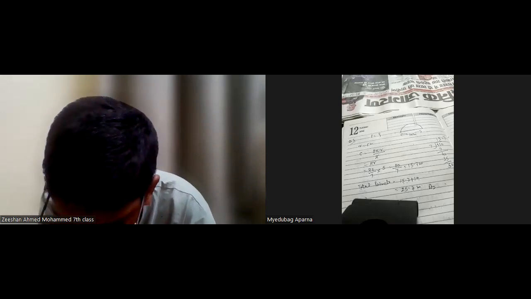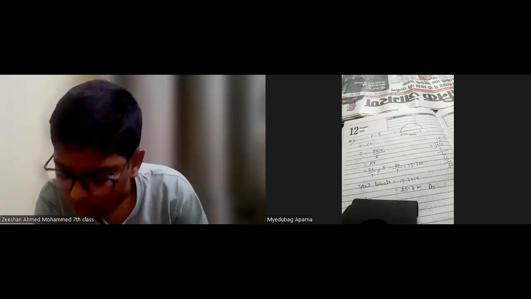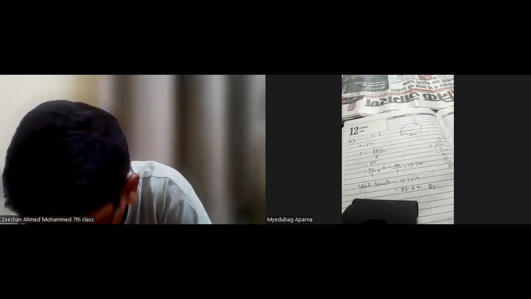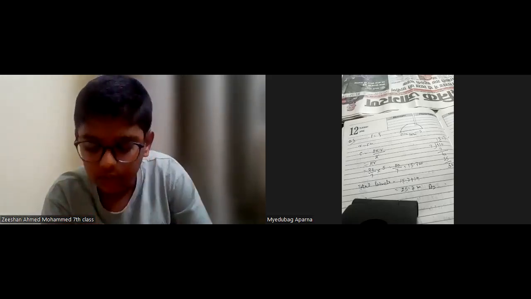Find the cost of polishing a circular table top of a diameter 1.6 meter. If the rate of polishing is 15 per square meter, take pi equals to 3.14. Yes. Here, what is the cost? Cost of polishing is how much?